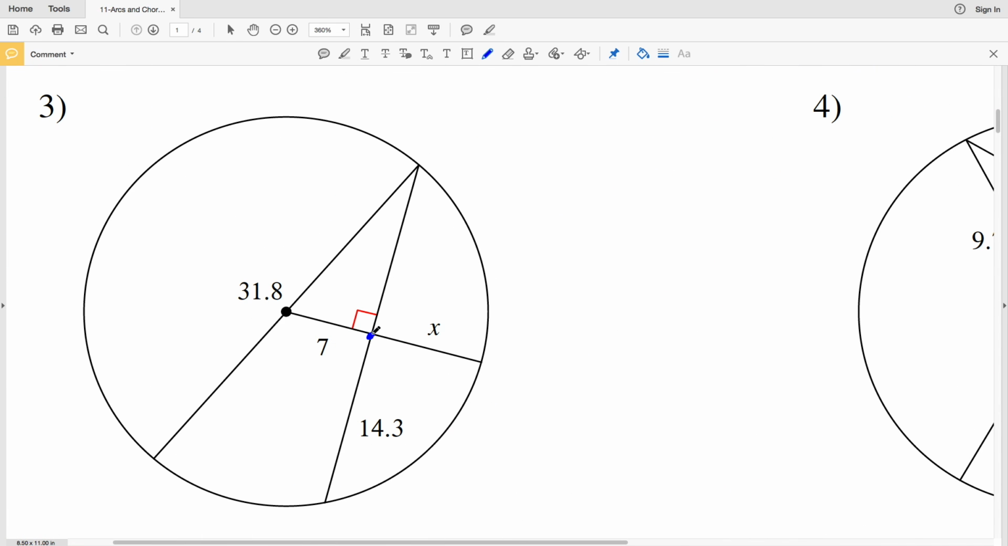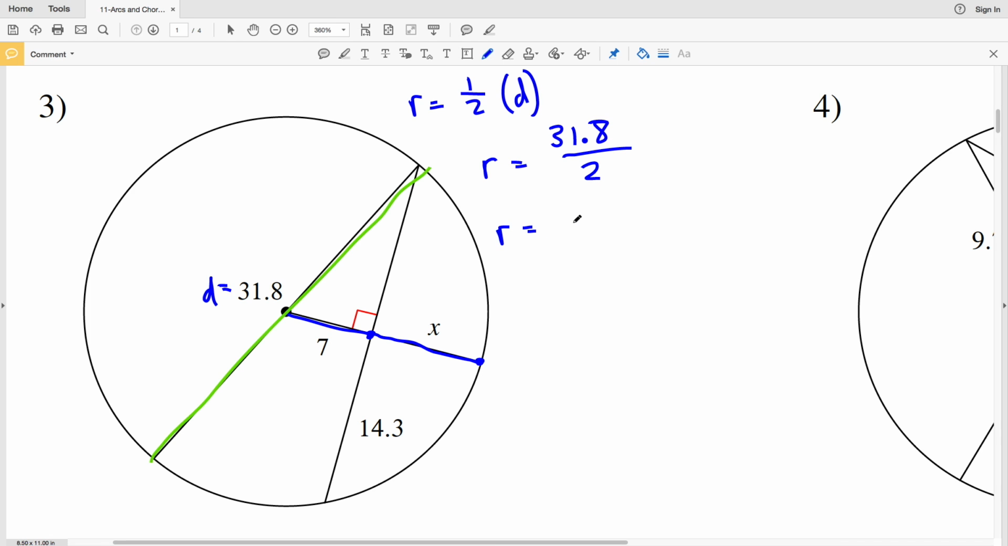In number 3, we can see that x is part of the radius, since x plus 7 equals the radius. We're also given that the diameter is 31.8. So if we know that the diameter is 31.8, we can solve for the radius. Remember, the radius is half of the diameter, or the diameter divided by 2. So the radius r is going to equal 31.8 divided by 2. So r is equal to 15.9. So we know that the radius is 15.9.